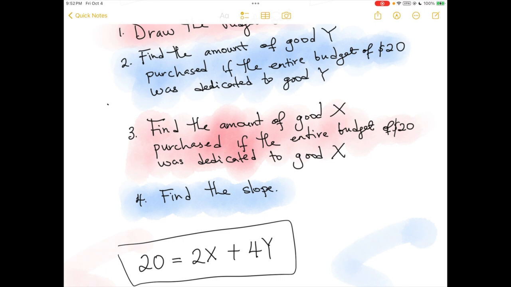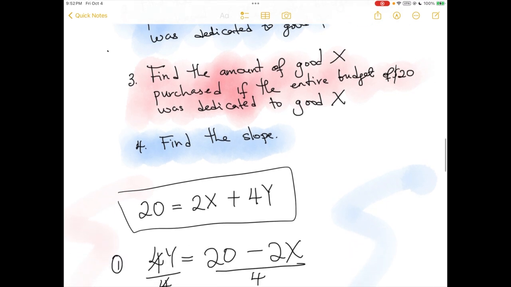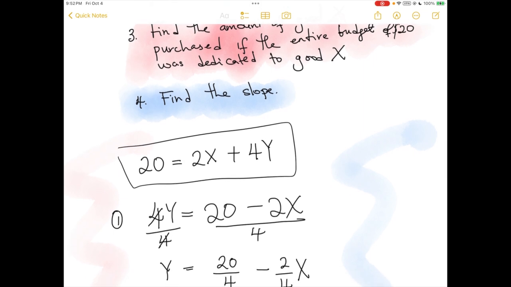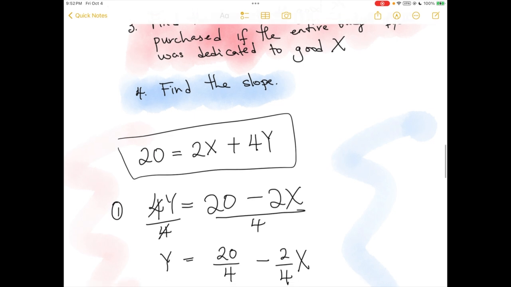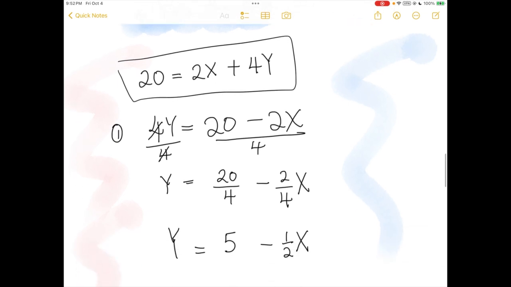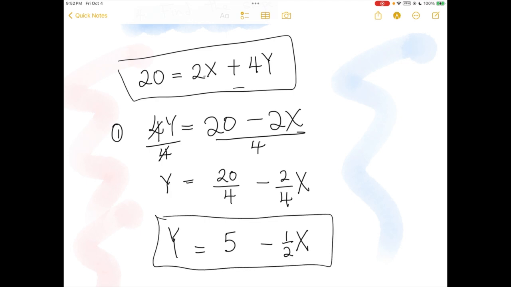Now, what do I do from here? I'm trying to graph this, right? And on the Y-axis we put Y, and on the X-axis, we put X. So here we're going to make Y the subject, right? We make Y the subject, and we get this equation over here. Again, all I did was subtract 2x from both sides and divide through everything by 4. Okay, and this is my equation.